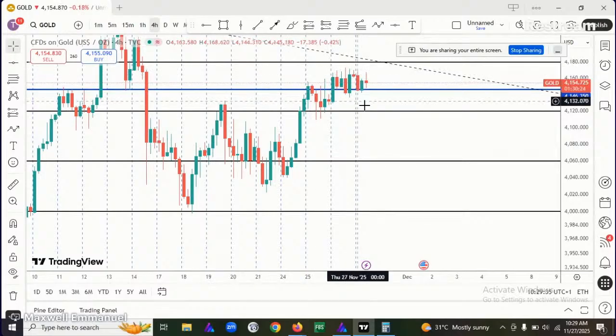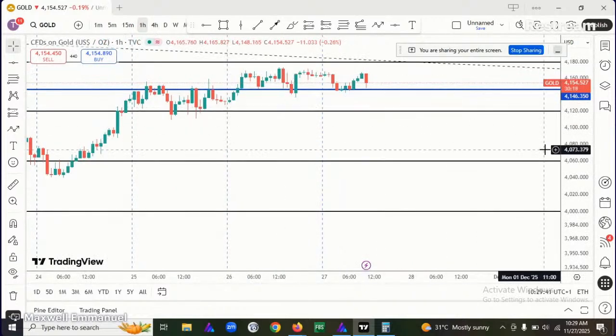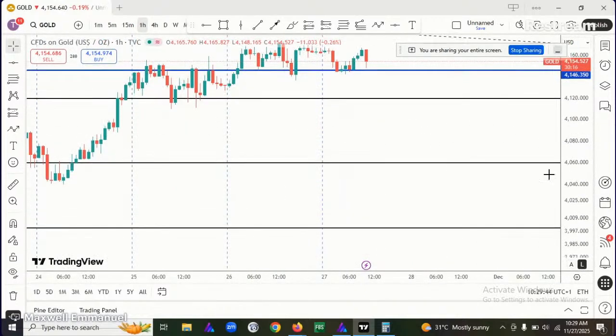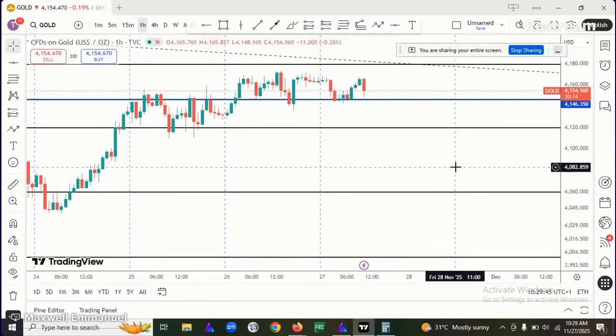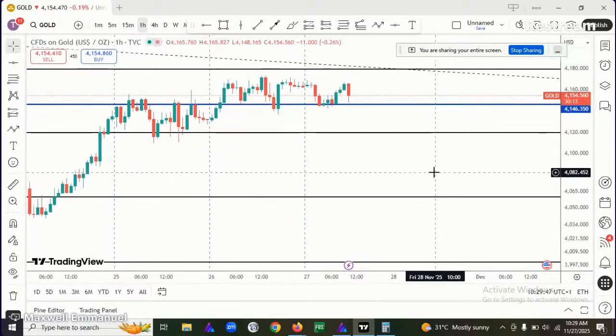It's already played out. I'll wait for this 4 hour candle to close. This candle will close by 11. That's when I'll take my trade.